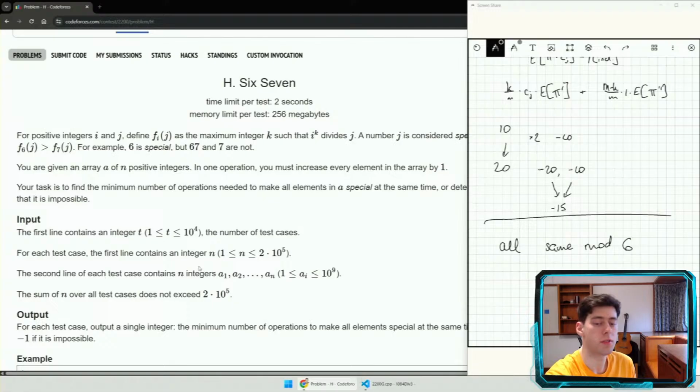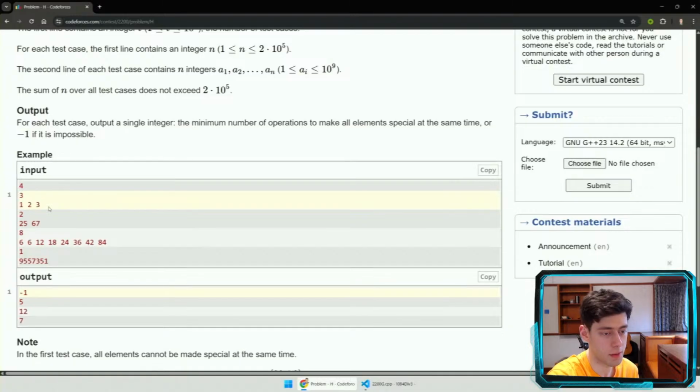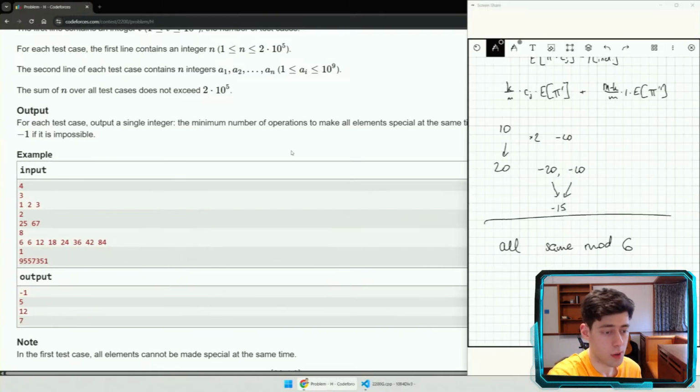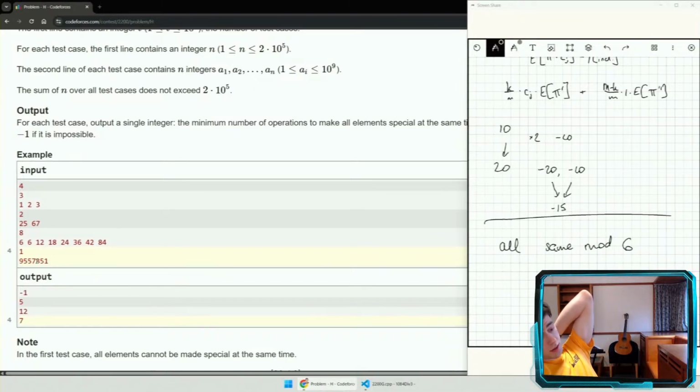So let's try and construct this and figure out what's wrong with it. So these aren't the same mod 6. The rest, this one we have to increase by 7 to make it special, because increasing it by 1 would also make it divisible by 6, but it would also be divisible by 7, evidently.